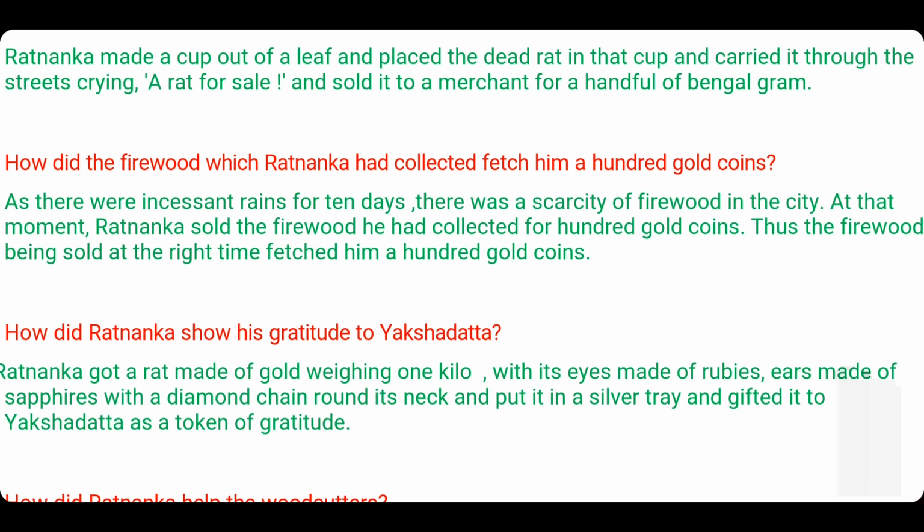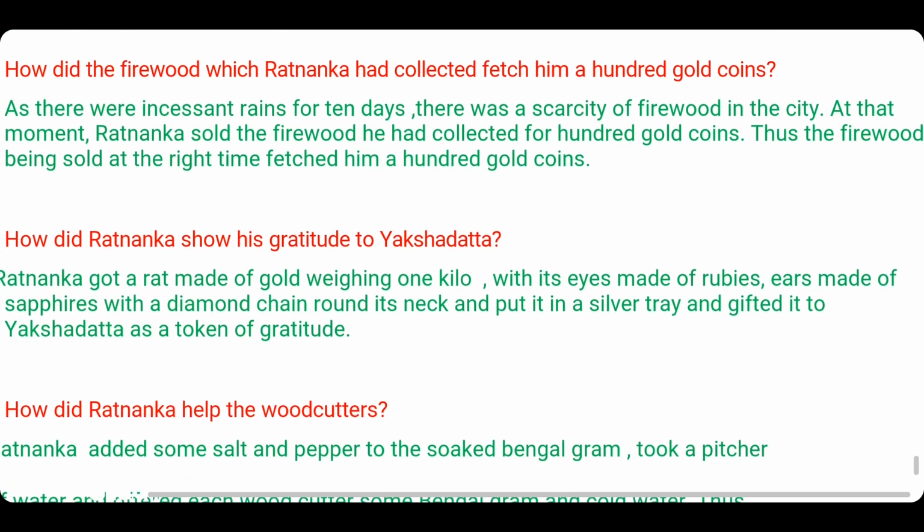On to the fourth question. How did the firewood which Ratnanka had collected fetch him 100 gold coins? As there were incessant rains for 10 days, there was a scarcity of firewood in the city. At that moment, Ratnanka sold the firewood he had collected for 100 gold coins. Thus, the firewood being sold at the right time fetched him 100 gold coins.